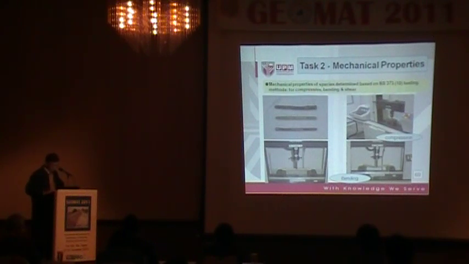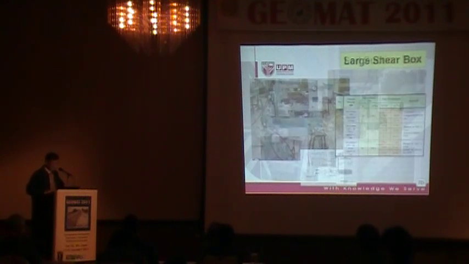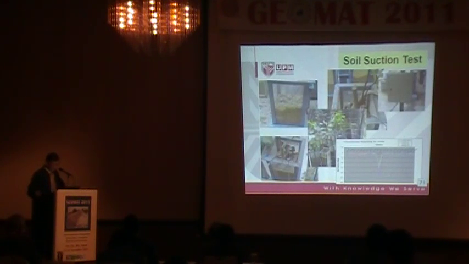Mechanical test, I described that. We also had to make our own big shear box, because this takes a 300 by 300 millimeter sample with the root. All right. And we also measure soil suction. Of course, we know that the added benefit of vegetation is not only that it has a root, but it also improves the soil suction. Okay.